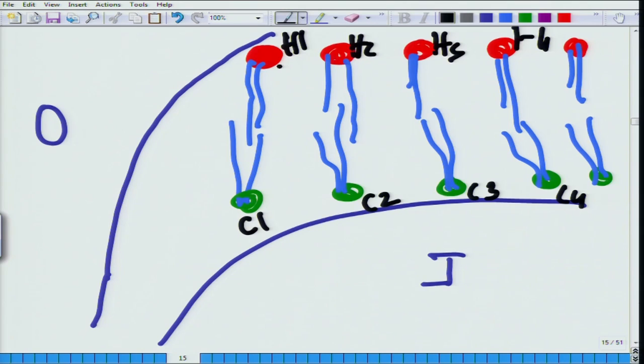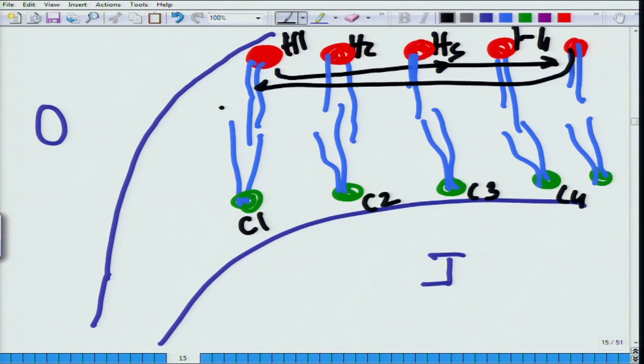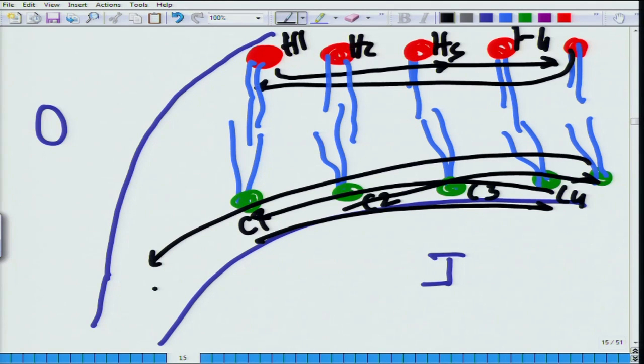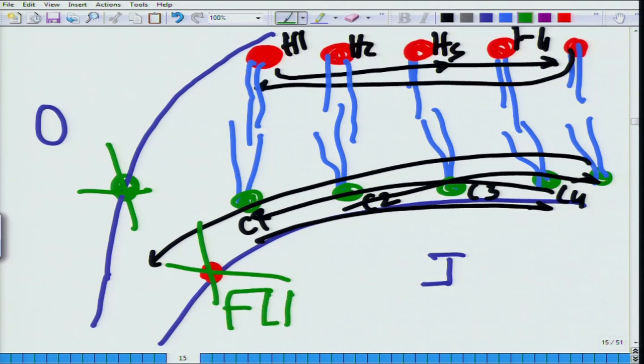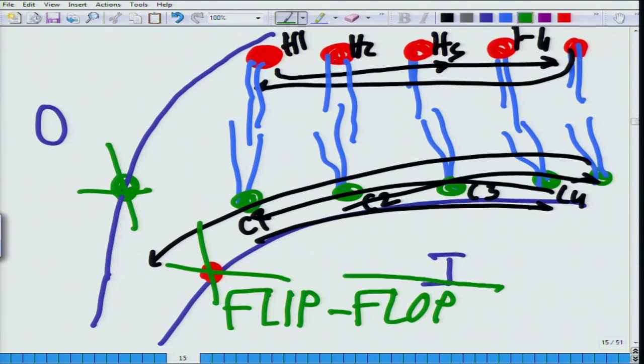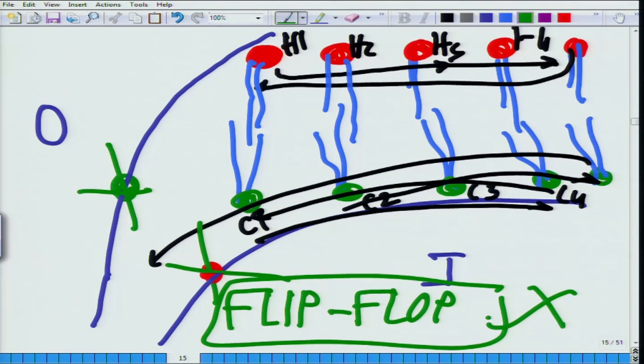Now be careful, H1 can move to where H5 or H4 is. In the same way H4 can move here. There will be lateral movement like this, and in the same way C1 can move here, C4 can come here, C2 can go there. But it is a very rare situation when you will see a red facing inside and a green facing outside. This is really tough, and this kind of movement is called a flip-flop. Flip-flop is a very, very rare phenomenon. It does not really happen, it is really tough, but there will be lateral movement.